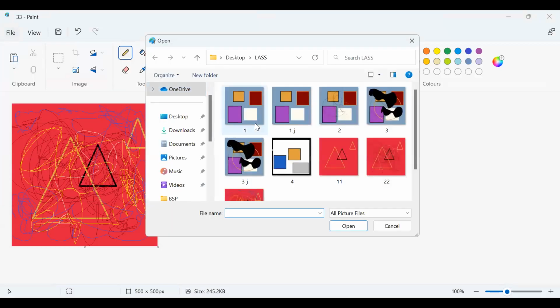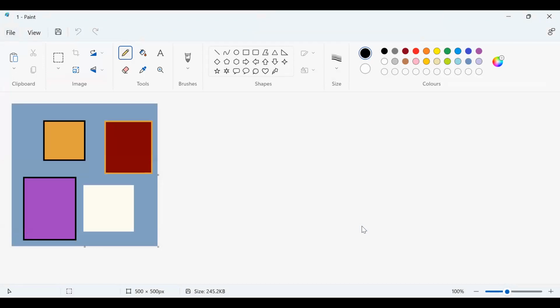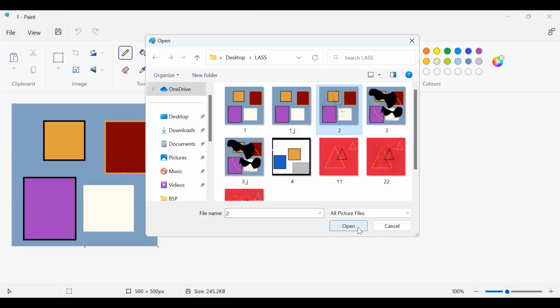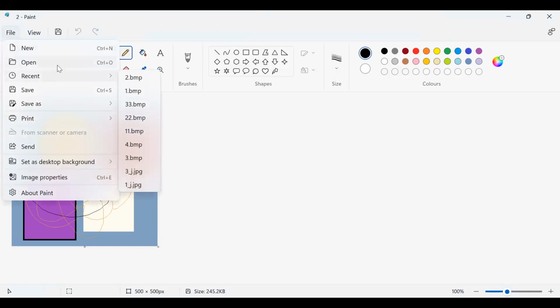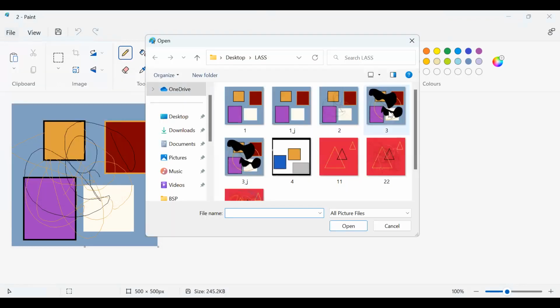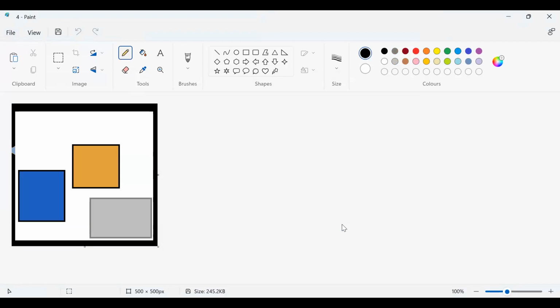Open. See this one, this is my image one. You can see this is much simpler, I think. Four or five colors are there. This is image one. See the size, 500 cross 500, 245 KB. Then this one, image two. Here I have scribbled it. Then, I should use this four. I will open this four. This is the third image. You can see it has the least amount of information. Colors are missing, only a few colors, white.